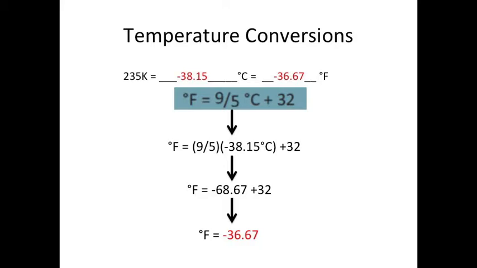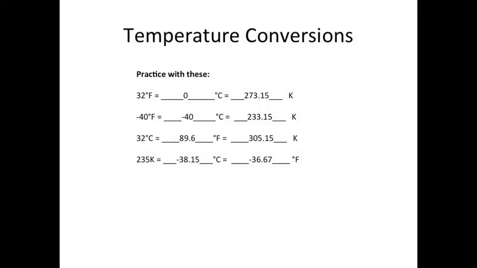Now that we have our Celsius, we can find our degrees Fahrenheit. Our degrees Fahrenheit equation is degrees Fahrenheit equals 9/5 times degrees Celsius plus 32. So plugging in the Celsius we just found, we got degrees Fahrenheit equals 9/5 times negative 38.15 degrees Celsius plus 32, which gives us degrees Fahrenheit equals negative 68.67 plus 32, which gives us degrees Fahrenheit of negative 36.67. Now we have solved our 4 practice problems with temperature conversions.